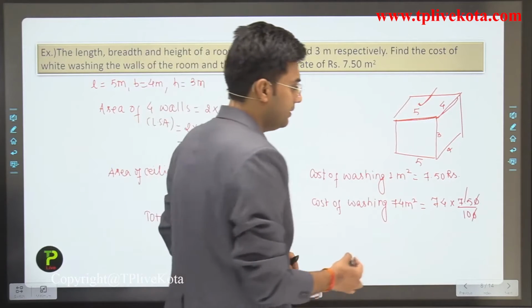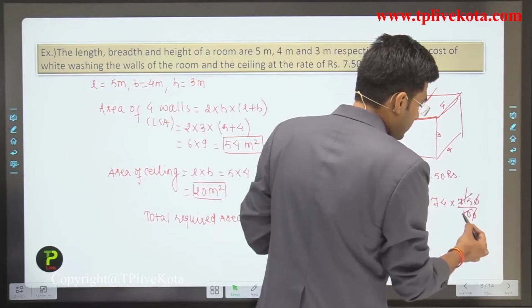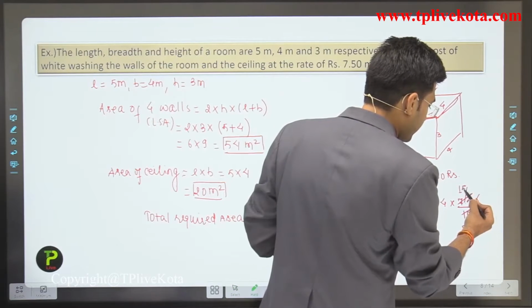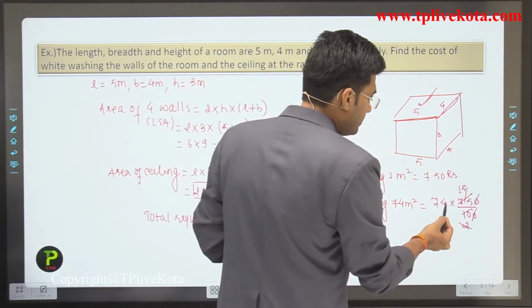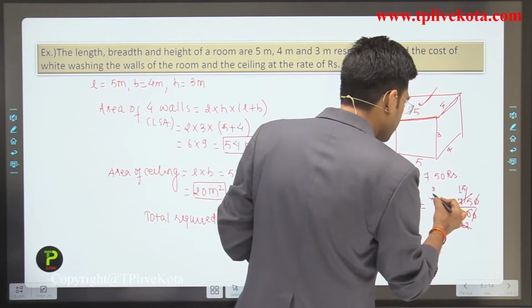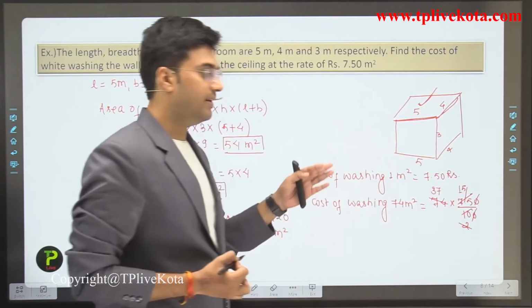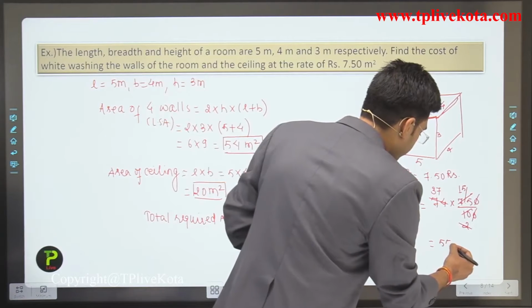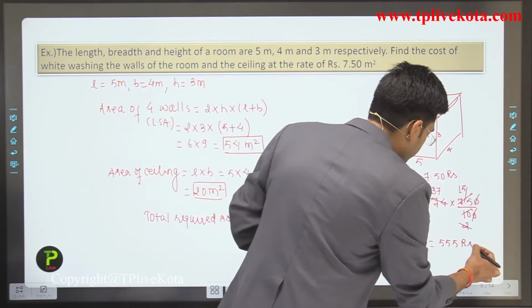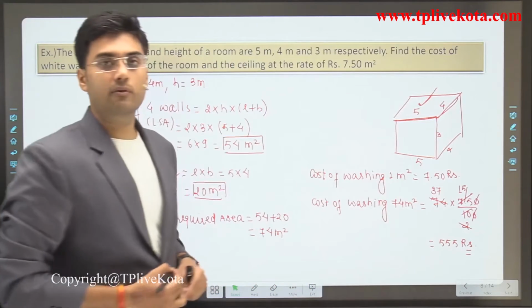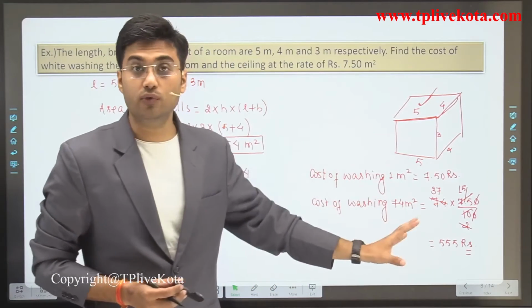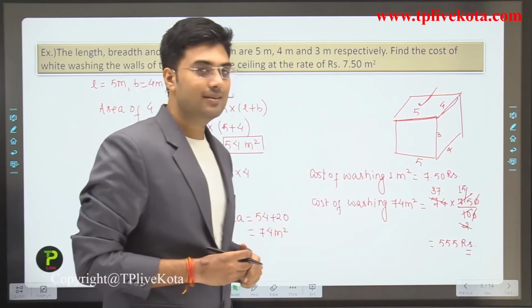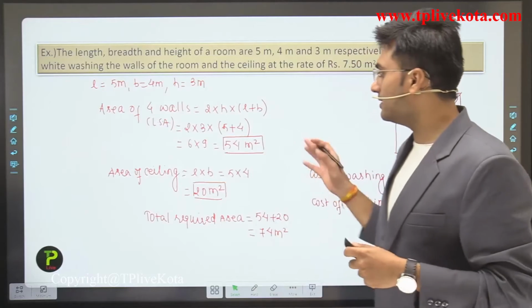and we can cancel these 2 by 5, so it is 2 times and 15 times, and we can cancel this, it is 37 times. So 37 and 15, 37 and 15 is what? It is nothing but 555 rupees. So this is the total cost of washing 4 walls and the ceiling. Clear? So students, I hope you understand this type of questions.